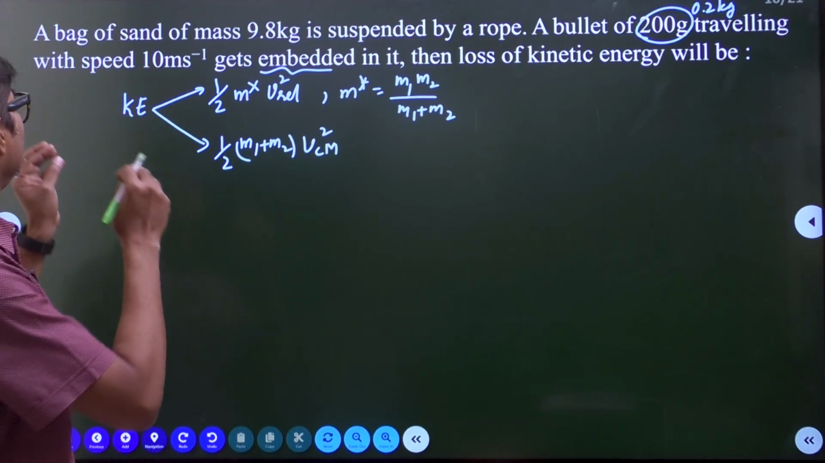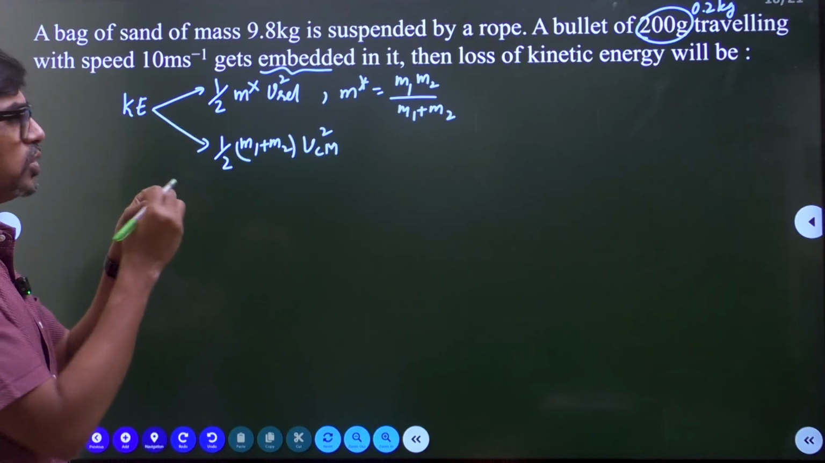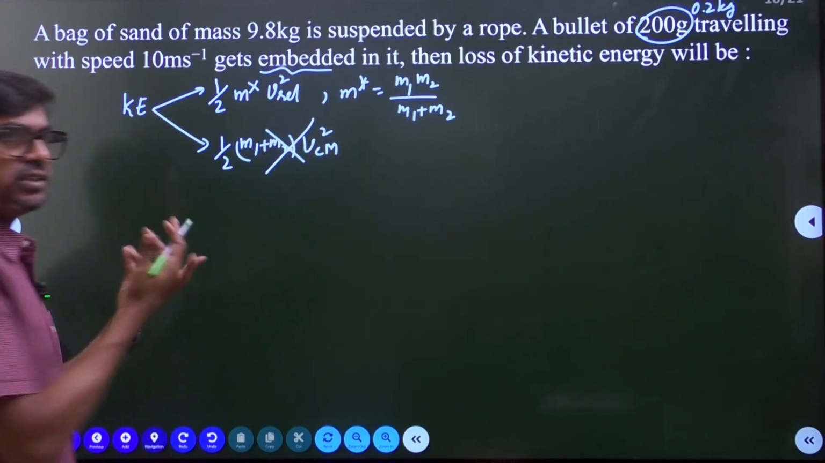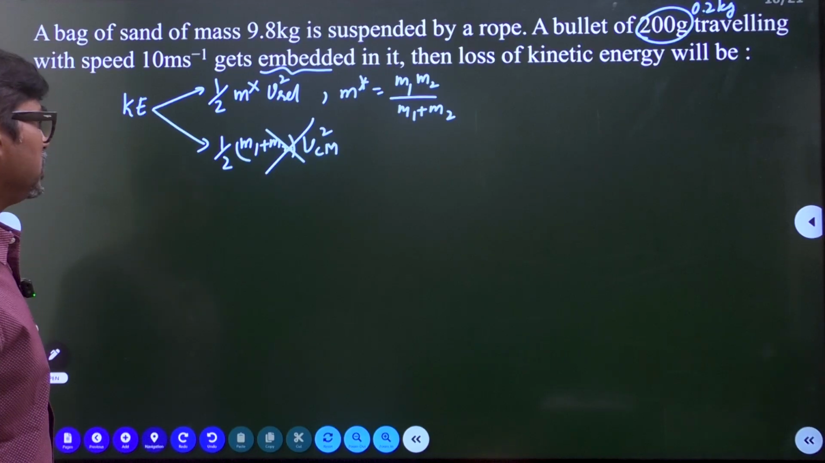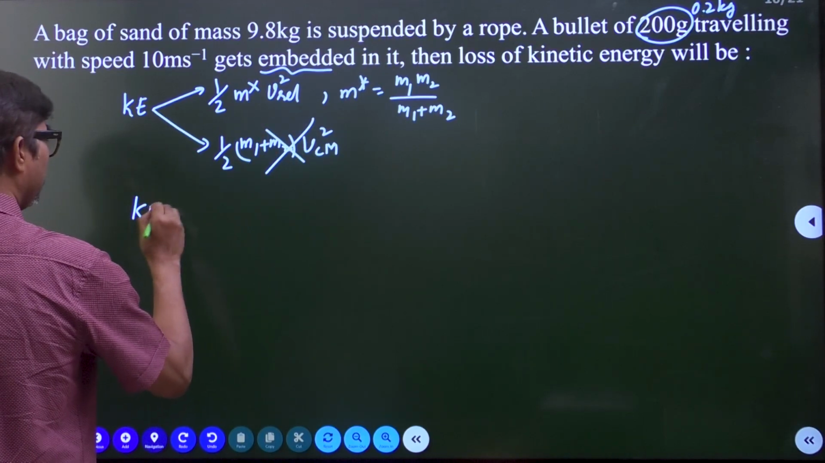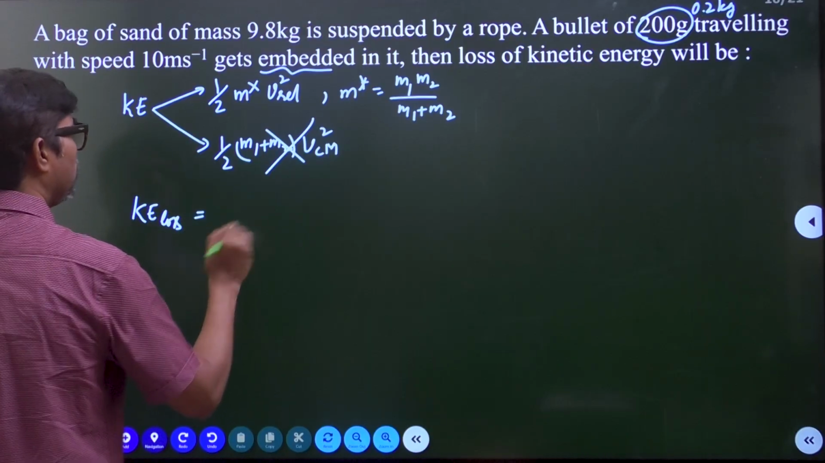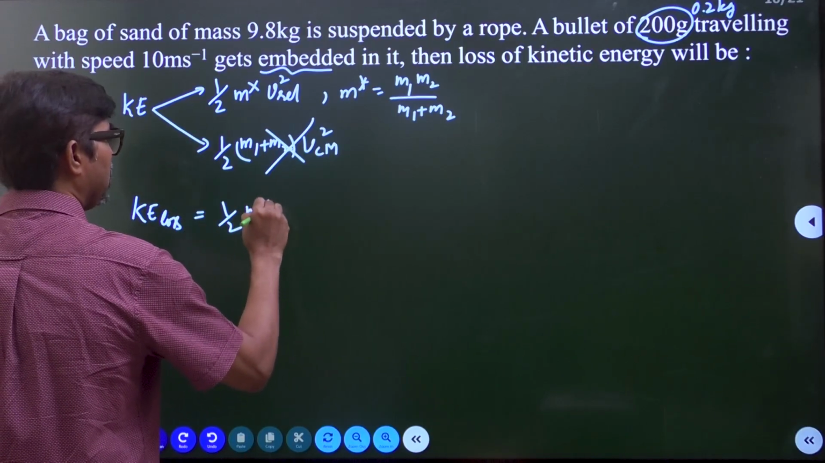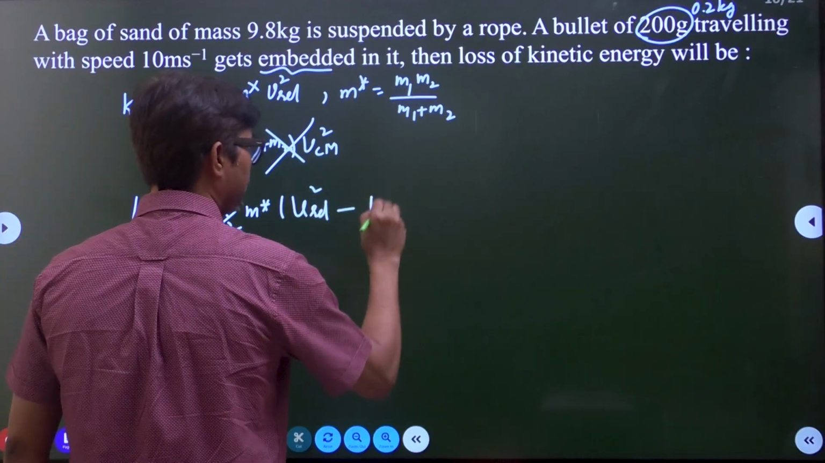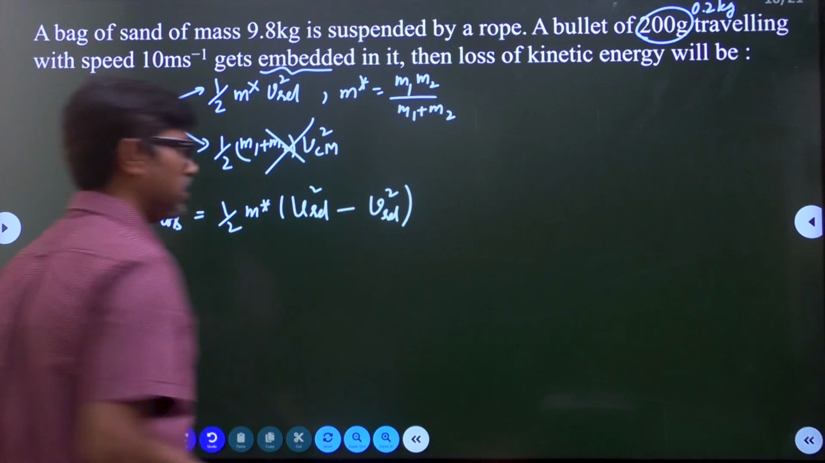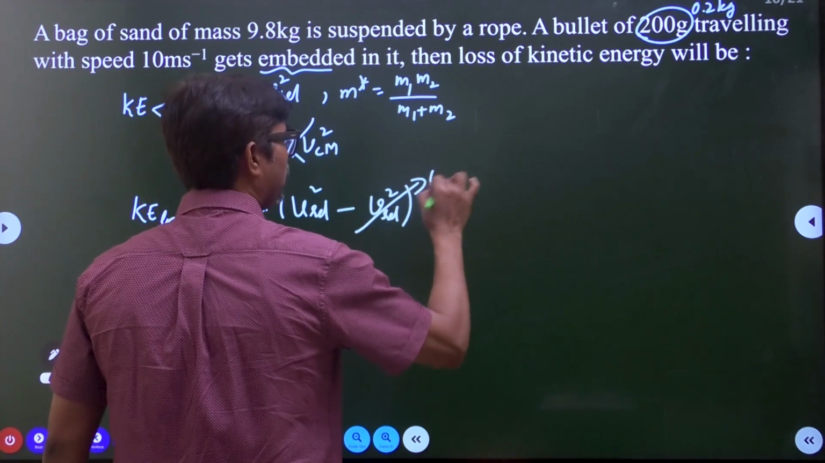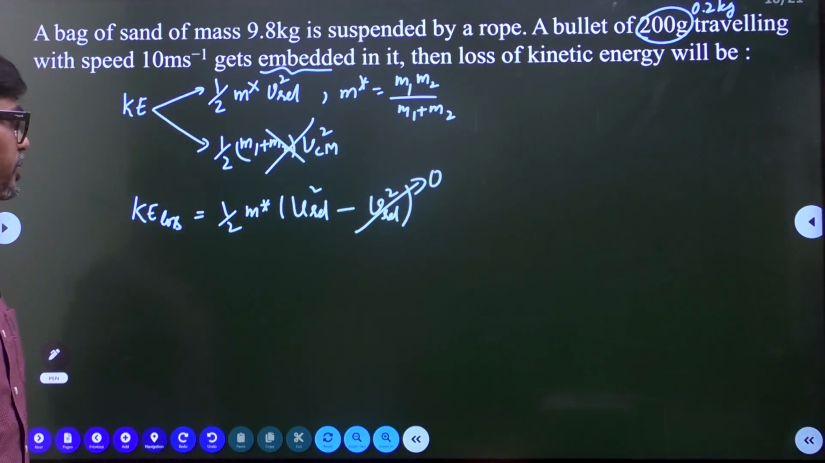So when you take the sandbag and the bullet together as a system, the collision force is an internal force. Internal force cannot change the kinetic energy of center of mass. Center of mass velocity doesn't change. Only the internal kinetic energy will get affected. And so here the KE loss, we are supposed to remember this, will be equal to half m star into u relative square, initial internal kinetic energy, minus final internal kinetic energy. And here it gets embedded, meaning finally there is no relative velocity. They go together with common velocity.